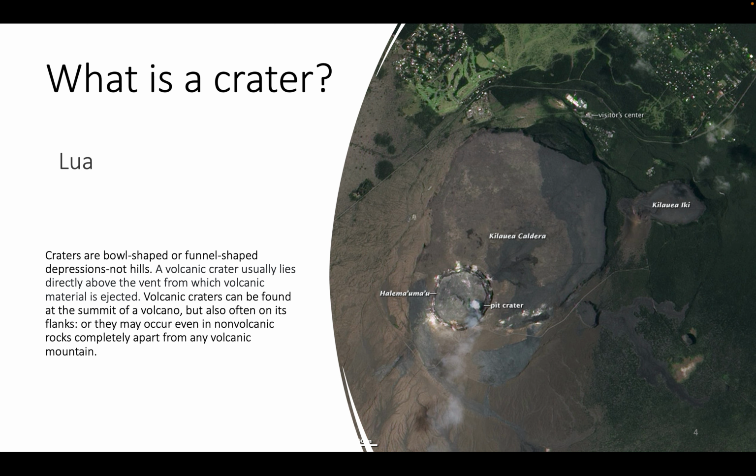Oftentimes when we speak of volcanoes, we also talk about craters. So a crater is referred to in Hawaiian as a lua. And craters are these bowl-shaped or funnel-shaped depressions. They are not hills. A volcanic crater usually lies directly above the vent from which the volcanic material is ejected. And these craters can be found at the summit of a volcano, but also often on its flanks.